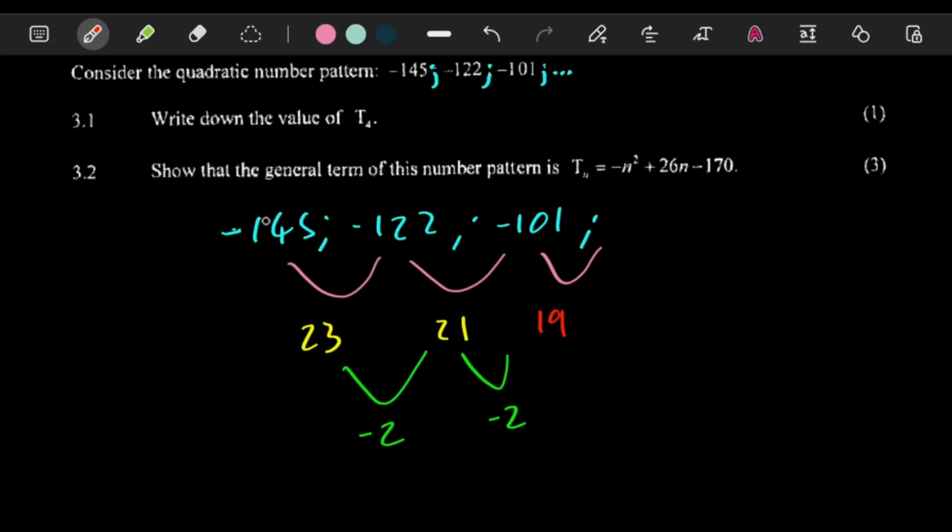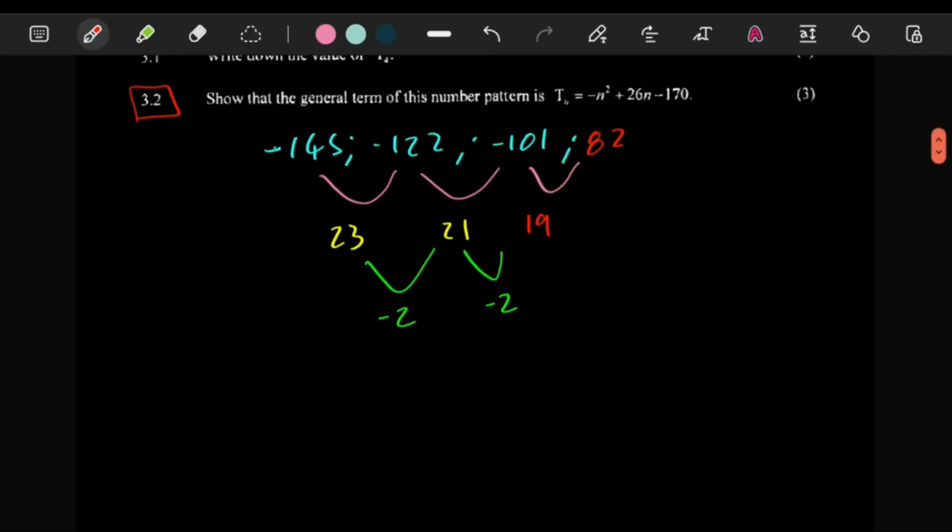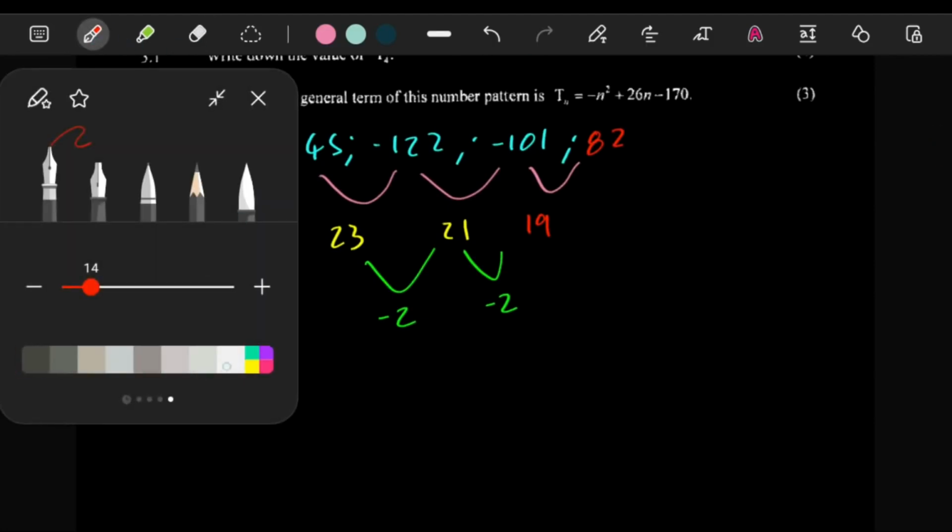Working backwards, this plus that gives you that. So 101 plus 19 is going to give you positive 82. This is going to be 82. Here they want the general term, right? So if you're going to get the general term.